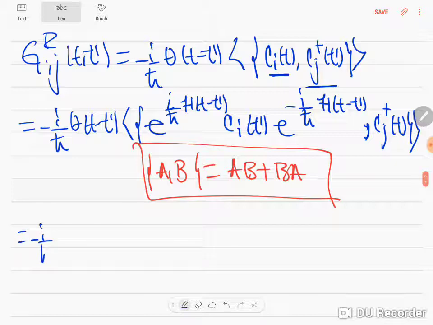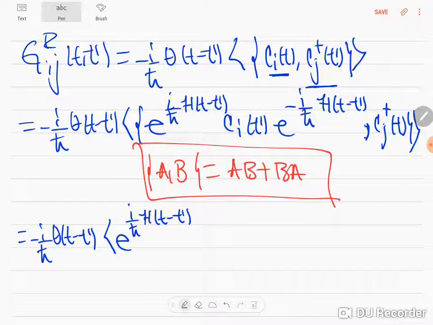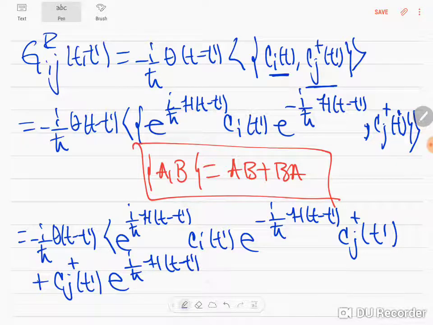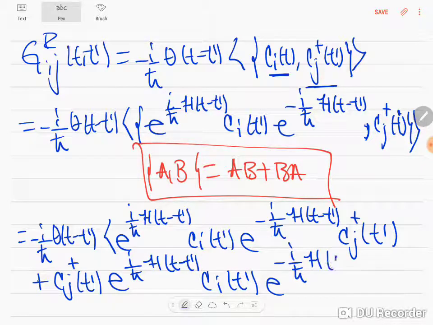Which then gives us the following. So this is minus i over h bar theta of t minus t prime, expectation value of e to the i over h bar H times t minus t prime, c_i of t prime, e to the minus i over h bar H times t minus t prime, times c_j dagger of t prime. I forgot the t prime here, sorry. Now plus c_j dagger of t prime, e to the i over h bar H times t minus t prime, c_i of t prime, times e to the minus i over h bar times the Hamiltonian times t minus t prime. And then we close the expectation value.